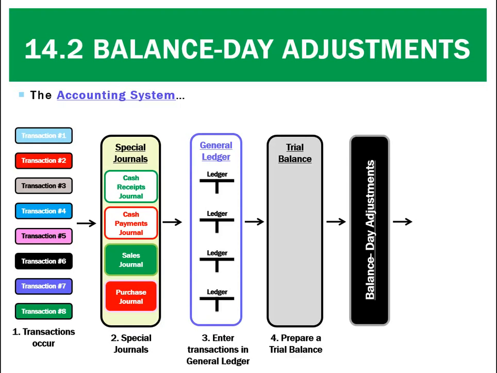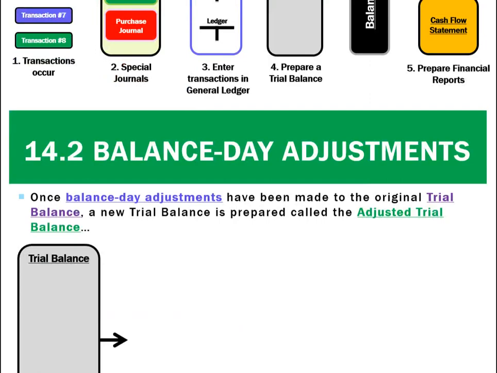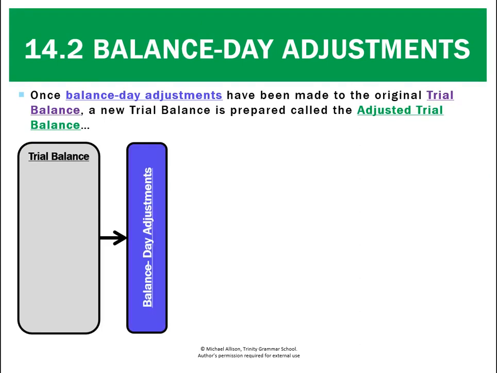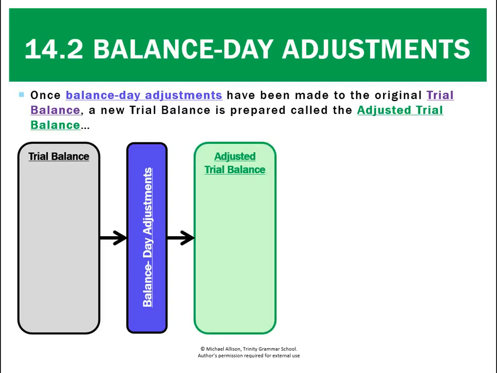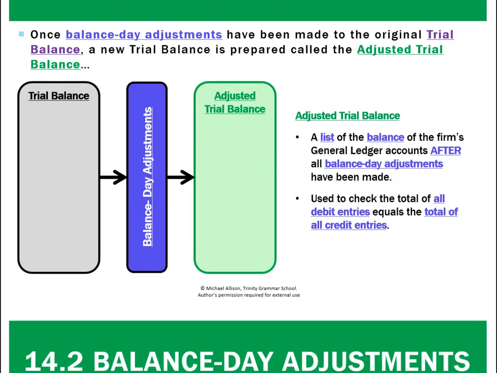Once we've adjusted the numbers in the trial balance, we'll then go and make our financial reports, which remain the same. So looking at the trial balance, we actually prepare 2 trial balances. We have a trial balance, we do some balance day adjustments, and then we do what's called an adjusted trial balance, which will have the updated figures in it. And that is simply a list of the balance of all the firm's general ledger accounts once all balance day adjustments have been made. And just like we did with the regular trial balance, we're going to use it to make sure the total of all debit entries equals the total of all credit entries.